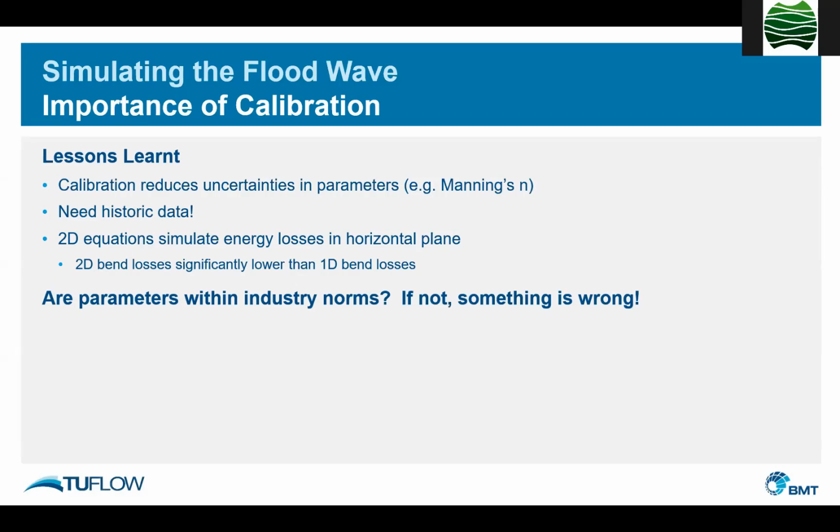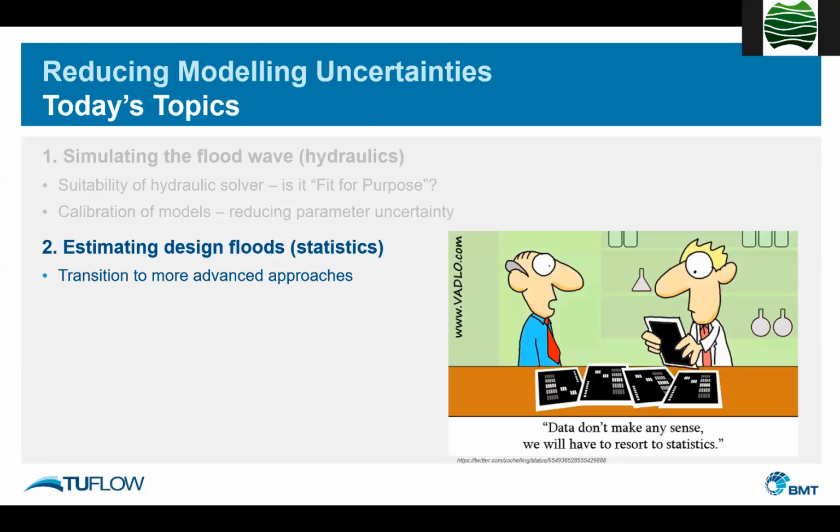And a really good tip is, we were feeling very uncomfortable about those Manning's Ns of 0.038 and 0.041, and that's primarily because they were not what we would normally apply for a river of that type. Typically you would have a Manning's N of 0.02 up to maybe 0.03 at the most. And so if your Manning's N values are not within your expectations, then something else is wrong. So you have to go digging. So that's all I had on the importance of calibration.